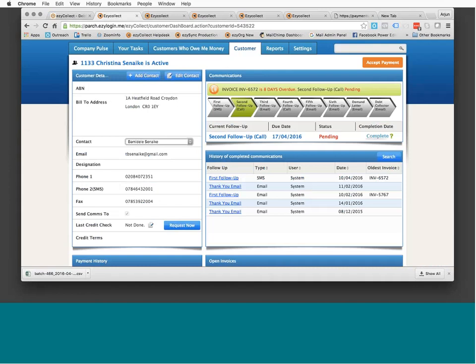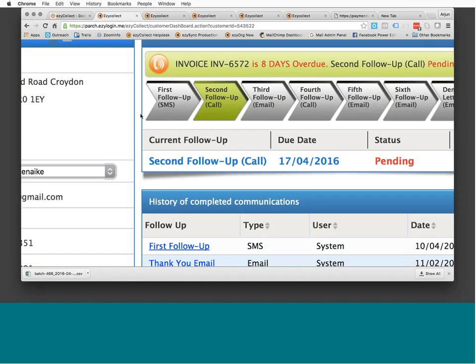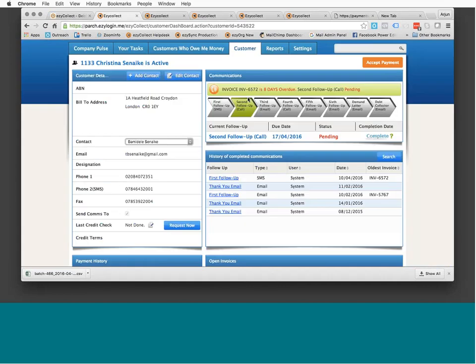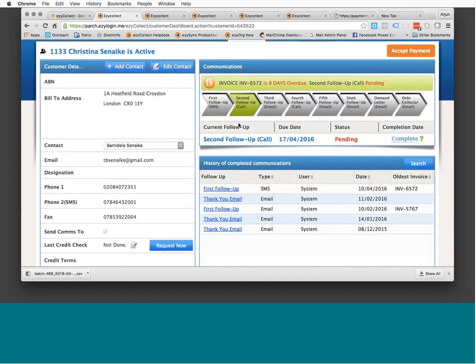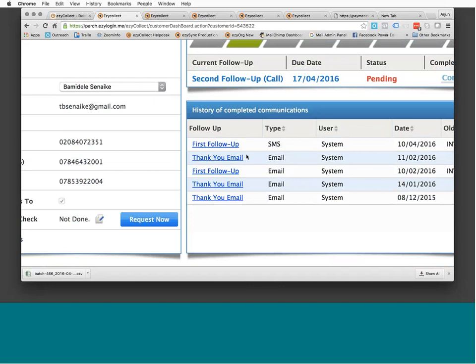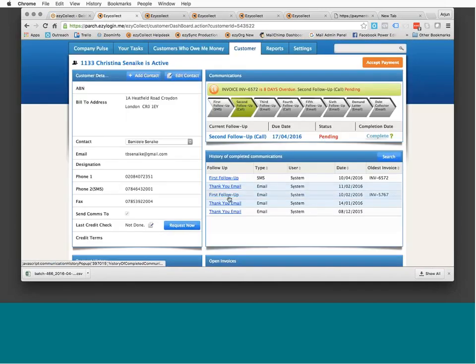And what's very interesting here is you have a graphical representation of your communication plan, and you can see what step you're up to. That's the green arrow. And then very importantly, the history of everything that's ever happened is actually being recorded here at the bottom. So what that means is any email sent, any thank yous, anything that has happened is saved. And if you want to view what's actually happened, simply click on the message.